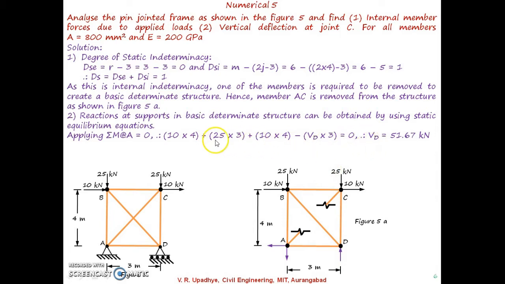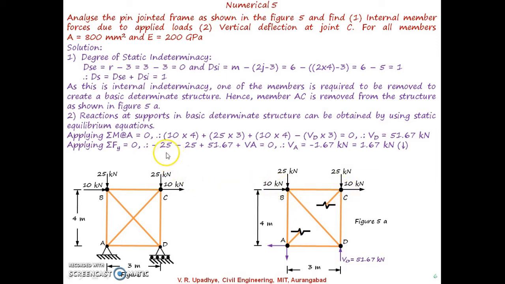Hence, if we calculate with this equation VD, that is the vertical reaction at joint D, that is the support at D, that gives us 51.67 kilonewton. So, if we go further with summation Fy equal to 0, what we have is two reactions, Va plus Vd, and two forces, a 25 kilonewton force at joint B and a 25 kilonewton force acting at joint C.